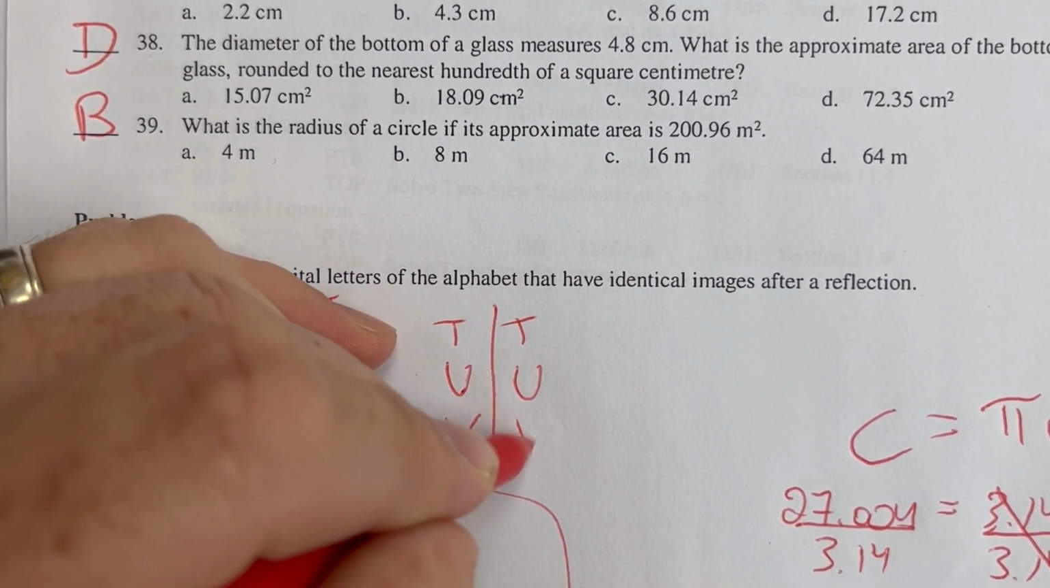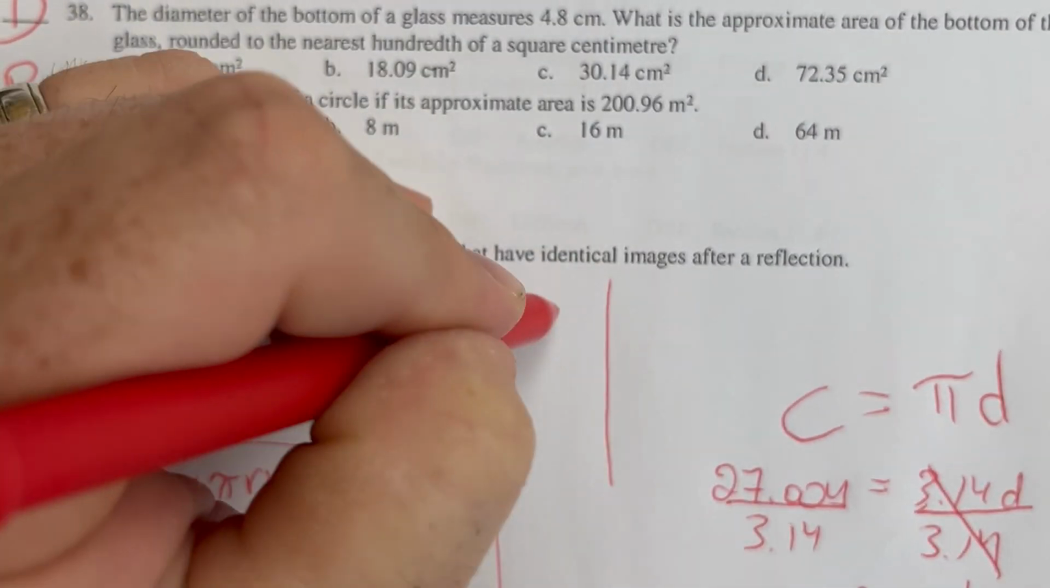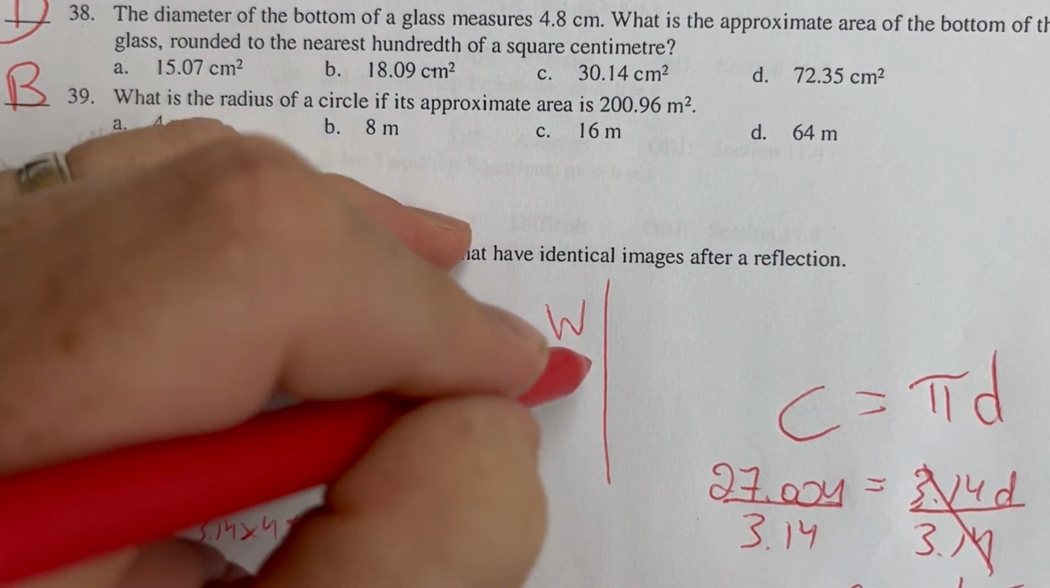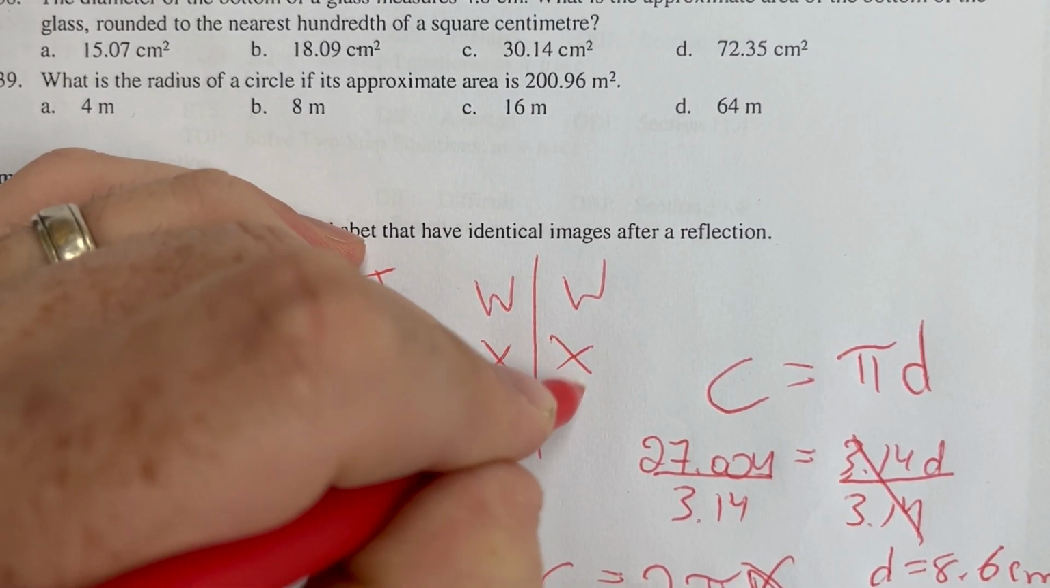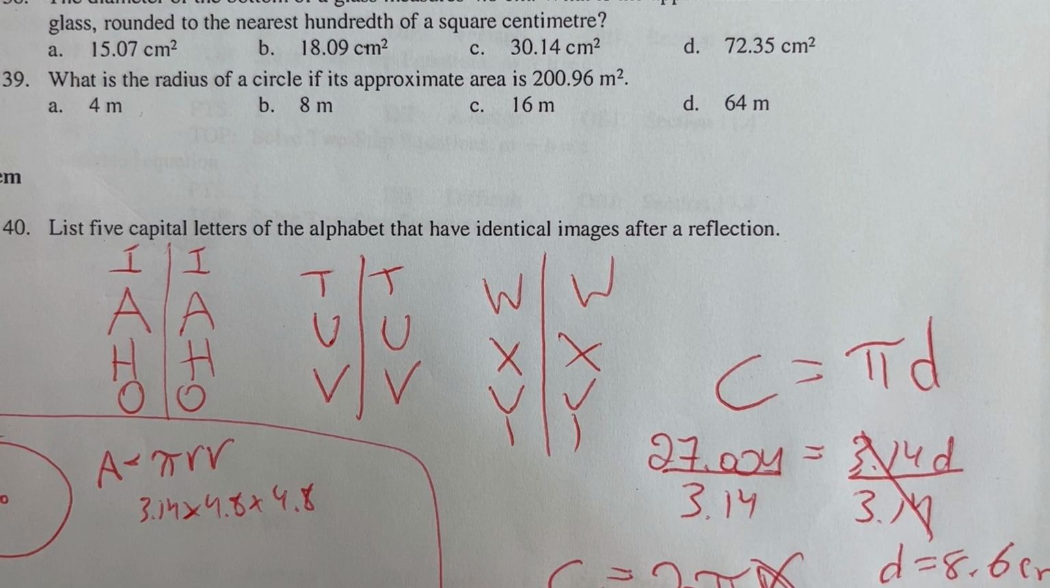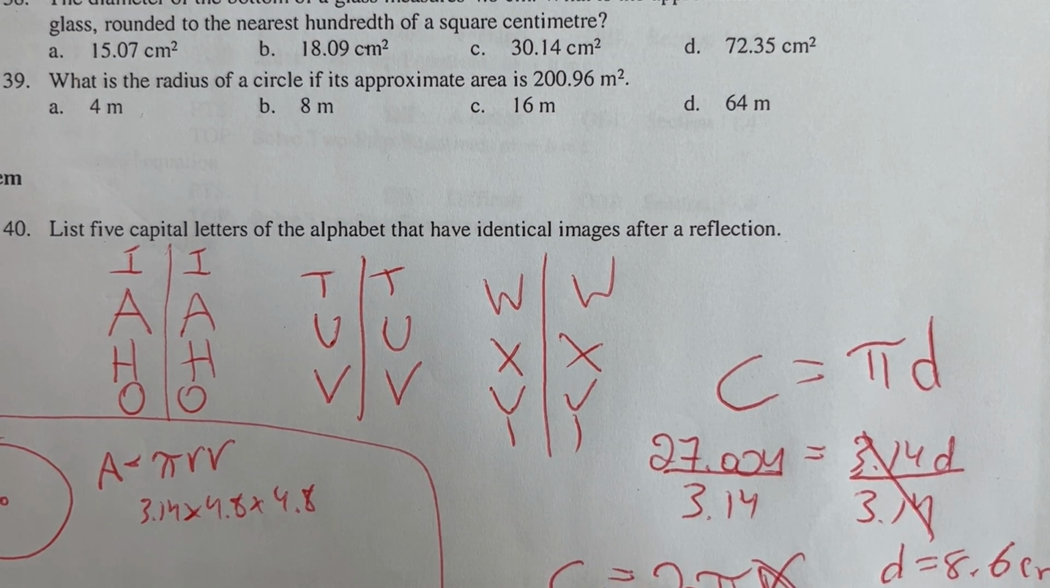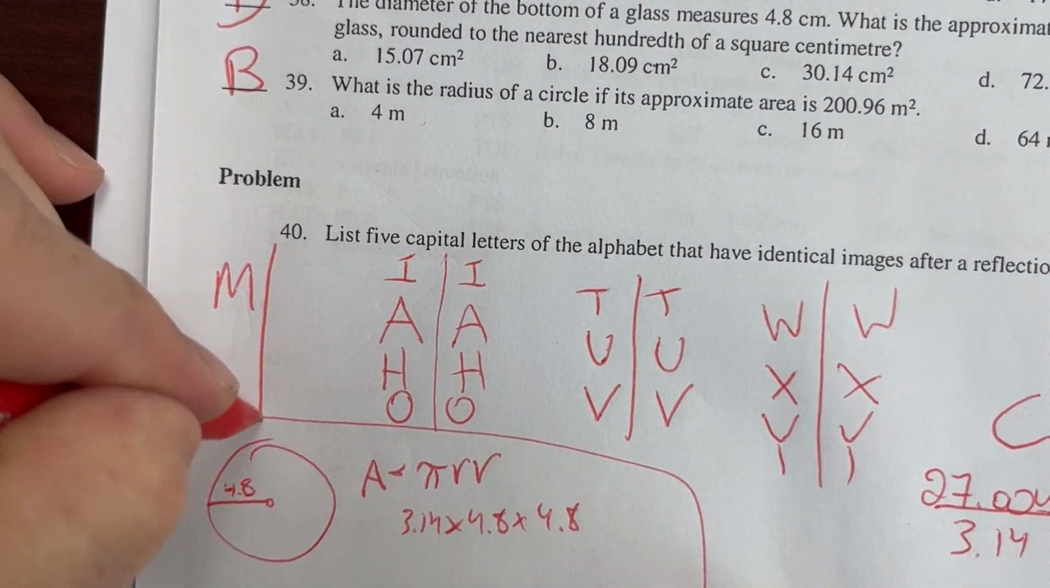A V. What about a W? What about an X? What about a Y? Okay, those are the main ones I think. Maybe like an M as I think about it more.